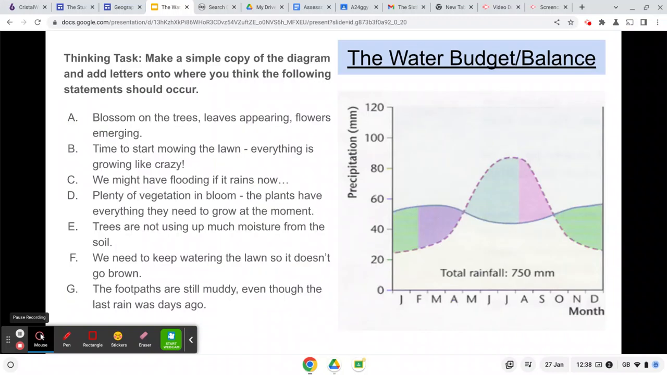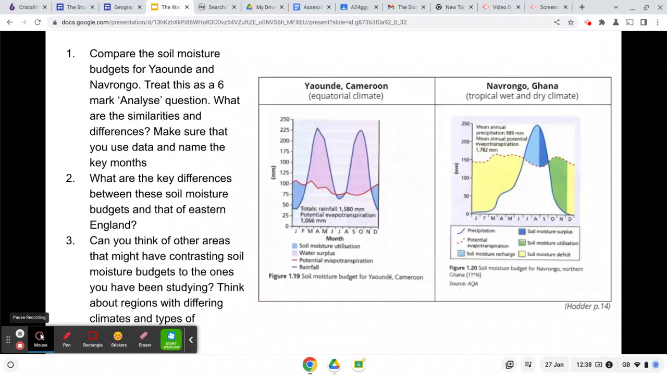You can now complete this task. You will get this handout next lesson, so you can leave about half a page to stick it in. Now I want you to analyse the similarities and differences between these two graphs. Things you can look for are the main pattern of each graph, and make sure you use data in your answer. So for example, the months, the amount of precipitation. Once you have done this, you can answer questions 2 and 3.